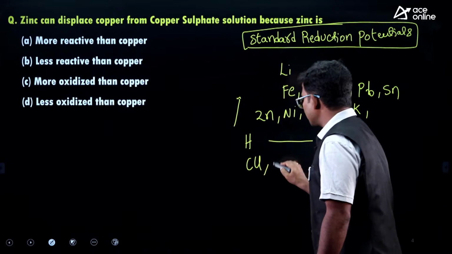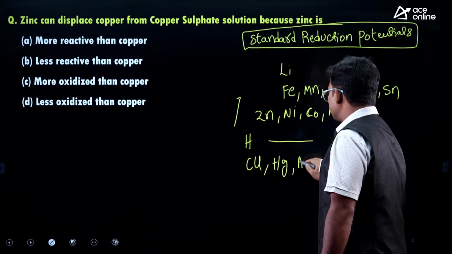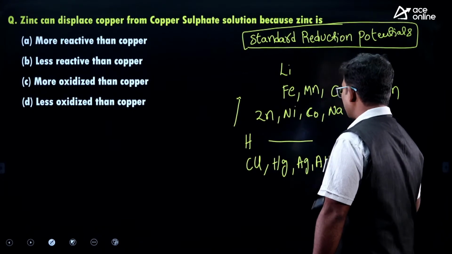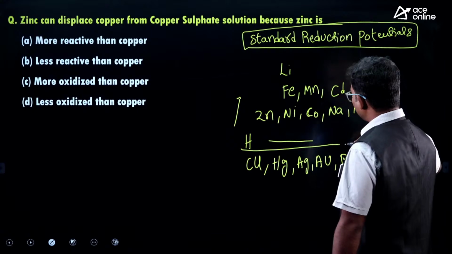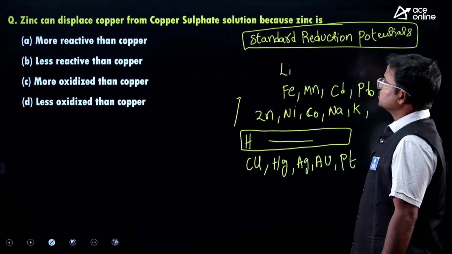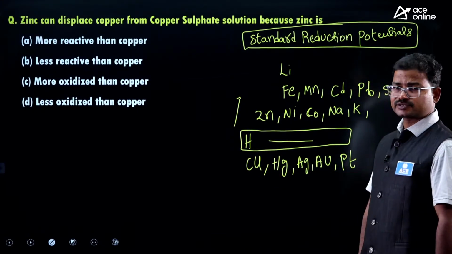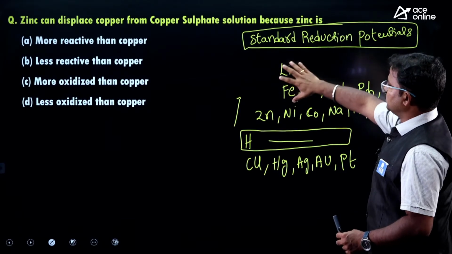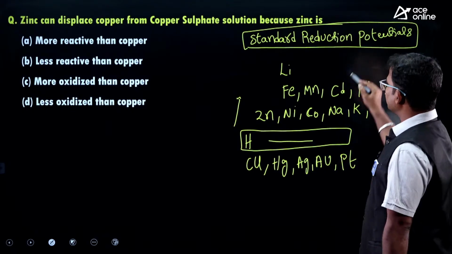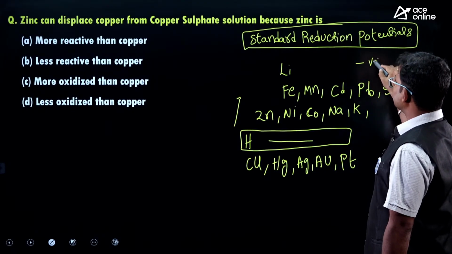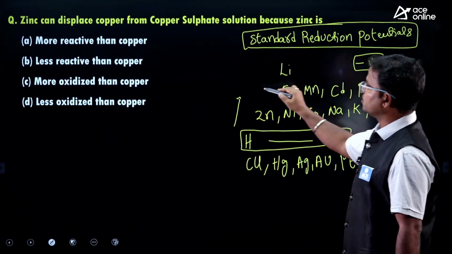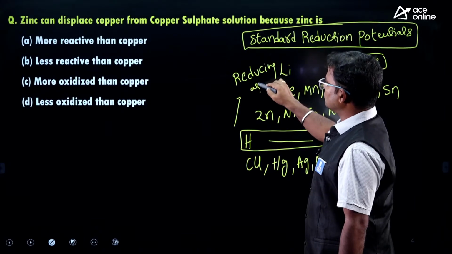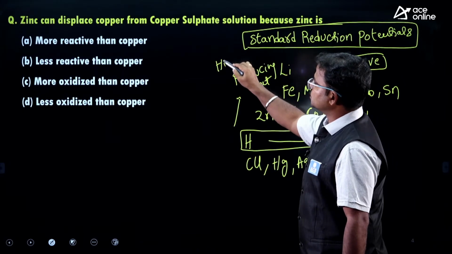Second one is mercury, next silver, next gold, next platinum. Okay, right. So what is the importance of these standard reduction potential values? Guys, here you have to look at it once. Above the hydrogen, these are all having negative SRP values, so its values would be negative. It means these are all reducing agents. It means highly reactive.